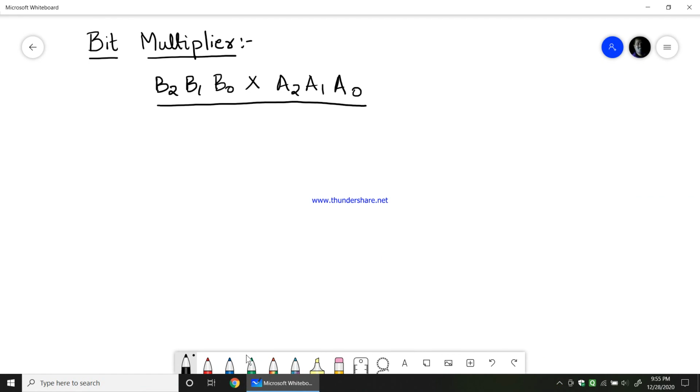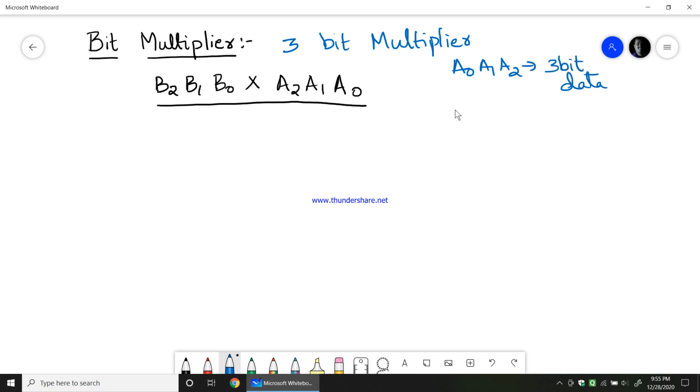Okay, students, now let us see how to do a bit multiplier. For that, let me take an example of a 3-bit multiplier, where A0, A1, A2 is one 3-bit data, and B0, B1, B2 is another 3-bit data. Now we'll see how to multiply these two different 3-bit data and get the final result.